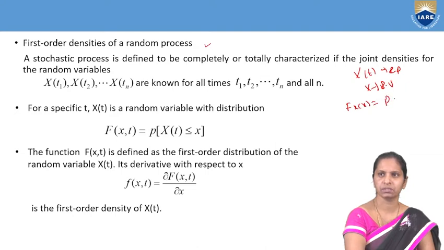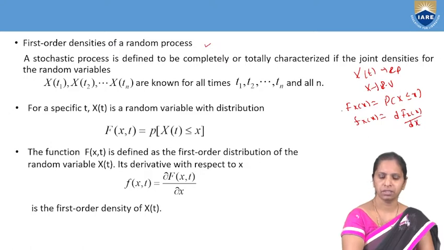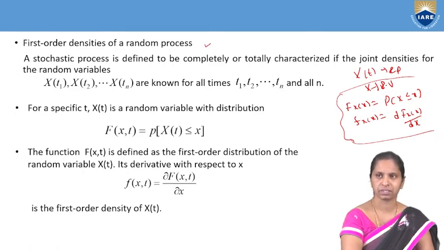Fx of x is equal to what? P of x is less than or equal to x. And what is the corresponding density function? d fx of x by dx. So these are the distribution function and density function of a random variable x.